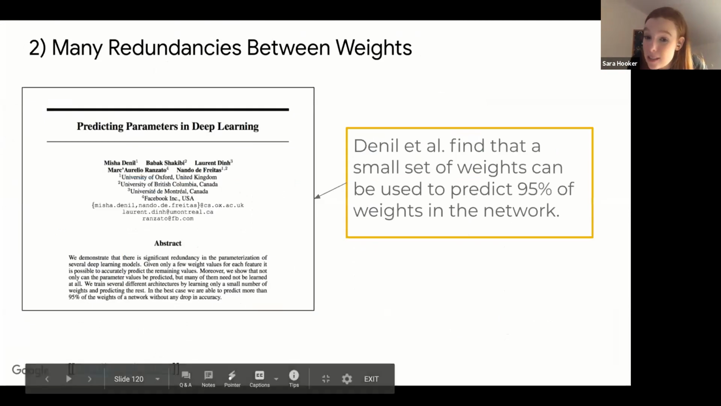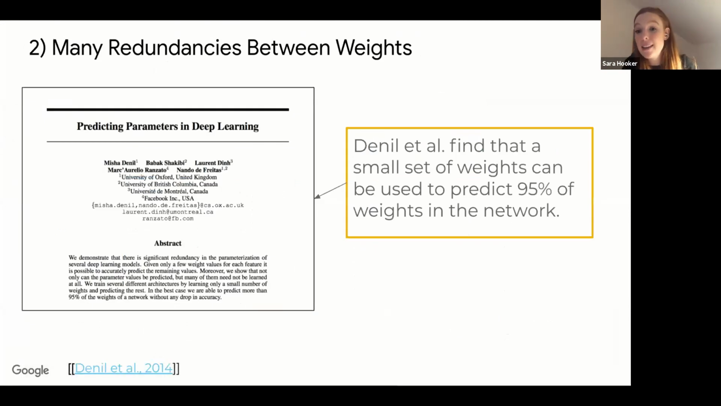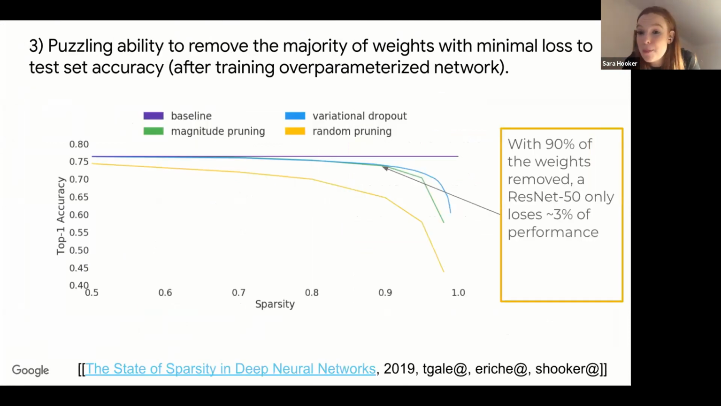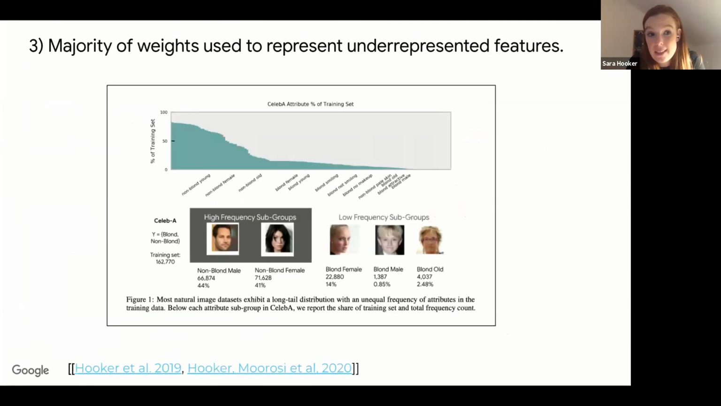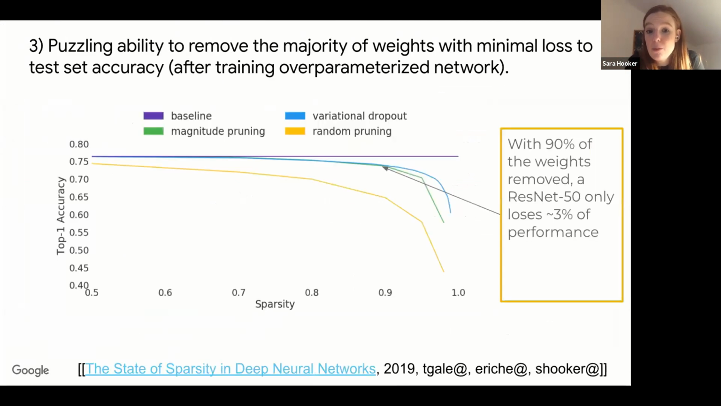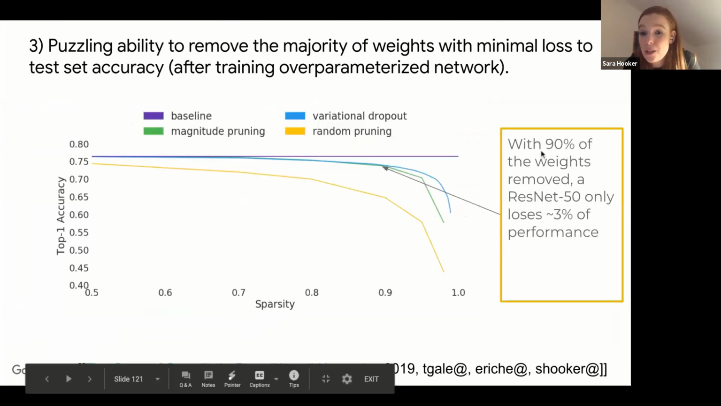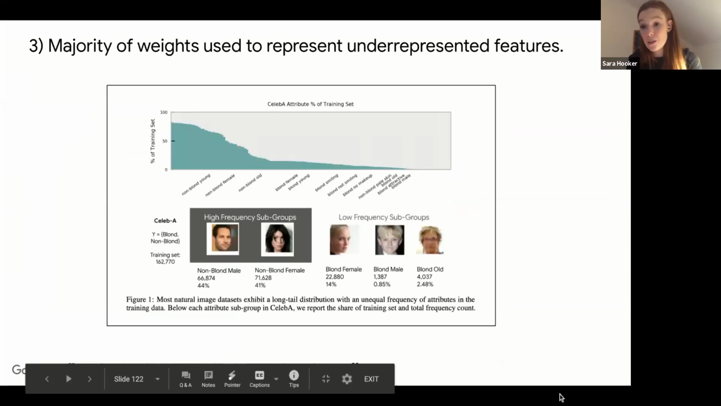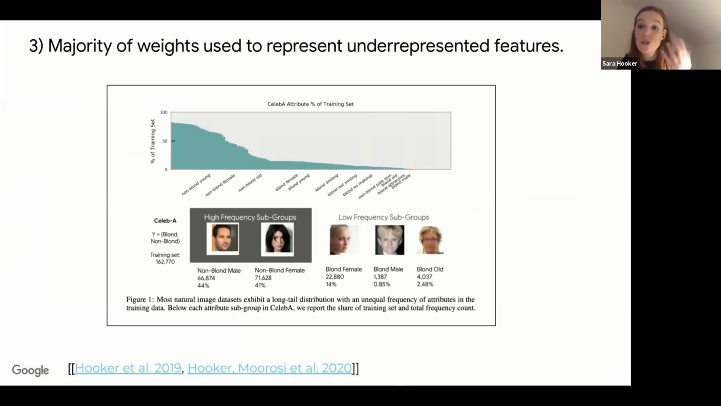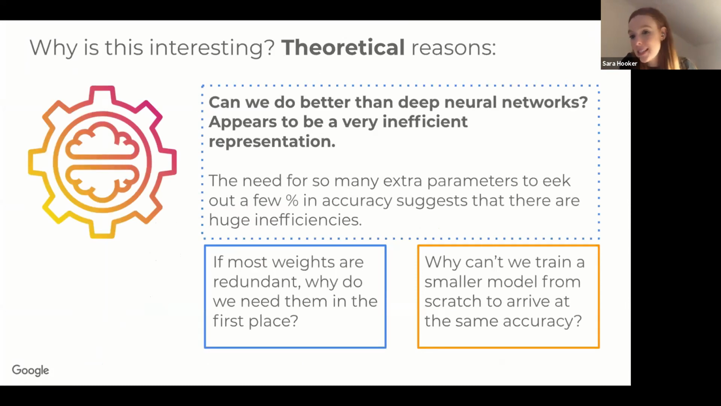There are many redundancies in parameters. So we find that these parameters tend to be very correlated with each other. And there's a puzzling ability where you can remove most of the weights. This is recent work I did, which shows that you can remove 90% of weights and only lose 3% of performance. And the majority of weights are used to represent underrepresented features. So we're using most of our weights to codify a small fraction of features. And why is this interesting?